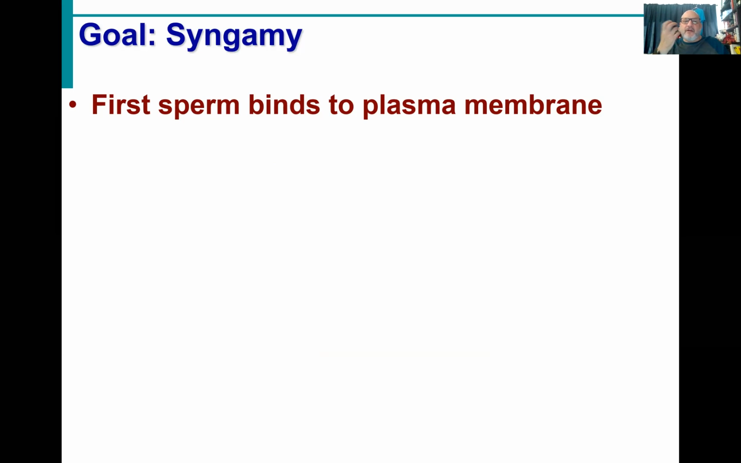Now, the goal here is to get a sperm inside to fertilize that egg. But the goal is just to get one sperm inside to fertilize that egg. All right. So when this occurs, when that opening finally occurs, so let's draw this.